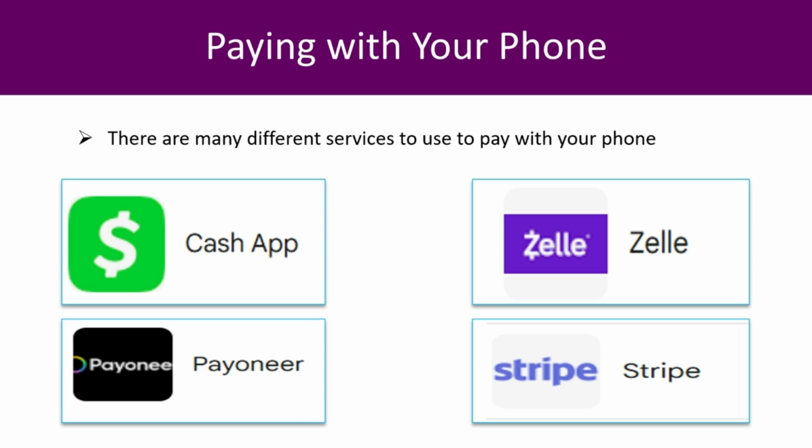And there are many different services similar to Venmo that you can use with your phone. There's Cash App, Zelle, Payoneer, and Stripe. There are many of them.